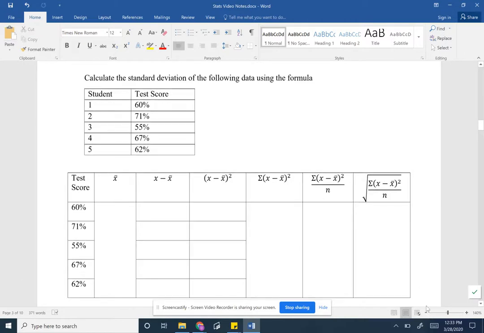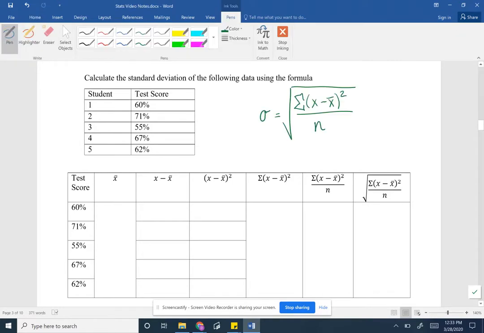So what I've done is kind of broken this into a table so that we're able to really look at each section of this formula. First, what we need to figure out is what is X bar? What is the mean? What is the average of this exam? How we're going to do that is we're going to add all of these test scores up and we're going to divide by how many test scores there are.